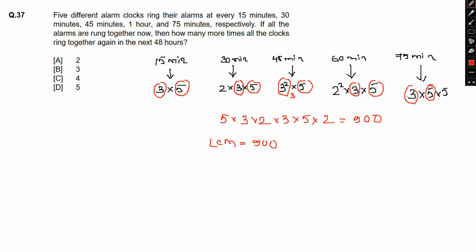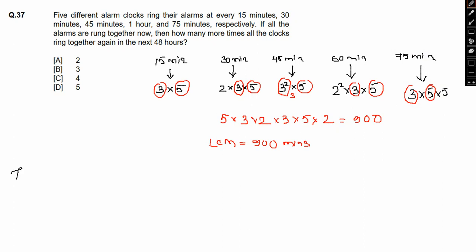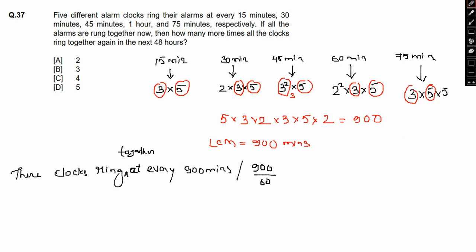Okay, now 900 minutes. Okay, 900 minutes LCM. That is, these clocks ring together at every 900 minutes, or 900 by 60, that is 15 hours. Okay, so in every 15 hours all these clocks ring together.